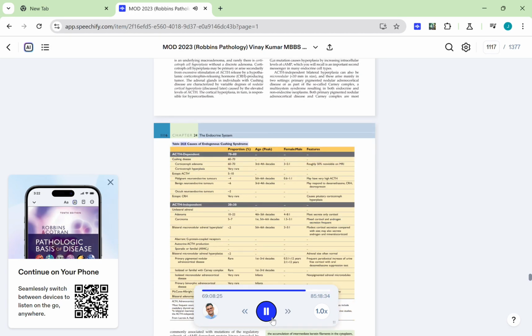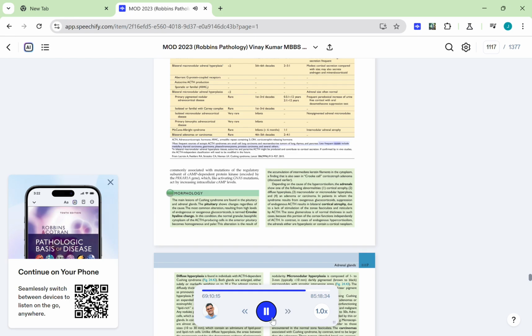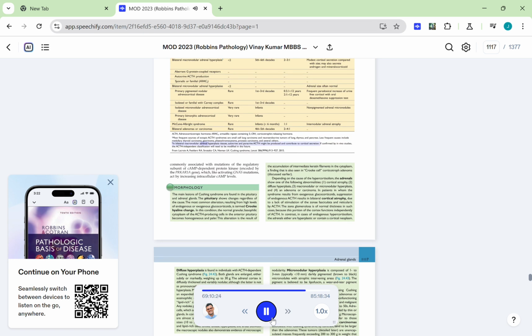Table 24.8: Causes of endogenous Cushing syndrome. Most frequent sources of ectopic ACTH syndromes are small cell lung carcinoma and neuroendocrine tumors of lung, thymus, and pancreas. Less frequent causes include medullary thyroid carcinoma, gastrinoma, pheochromocytoma, prostate carcinoma, and several others. In bilateral macronodular adrenal hyperplasia tissues, autocrine and paracrine ACTH might be produced and contribute to cortisol secretion. If confirmed by in vivo studies, the ACTH-independent classification will need to be modified in the future.